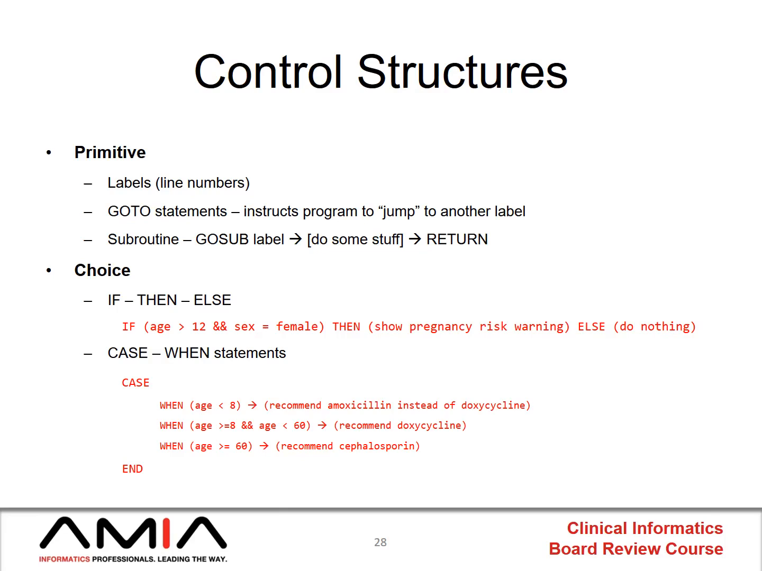And here's an example. You can read this as, in the case when age is less than 8, do something. And in the case when the age is between 8 and 60, do something else. And in the case when the age is greater than 60, do something else. So I basically defined 3 branch points using this one set of structures.